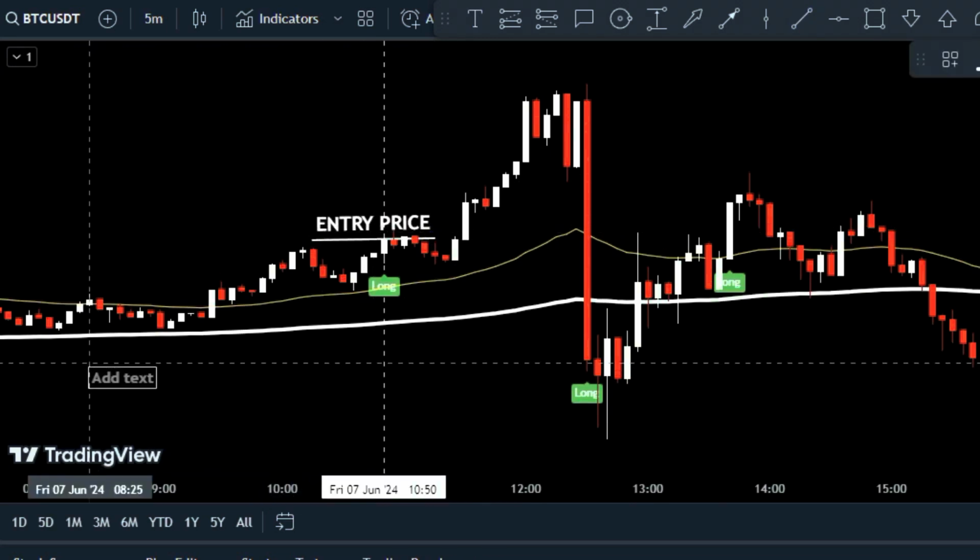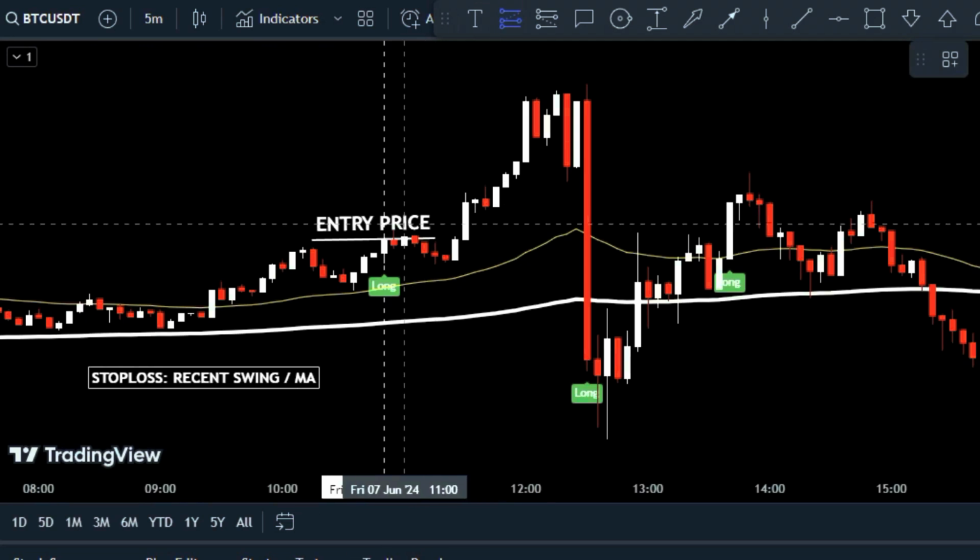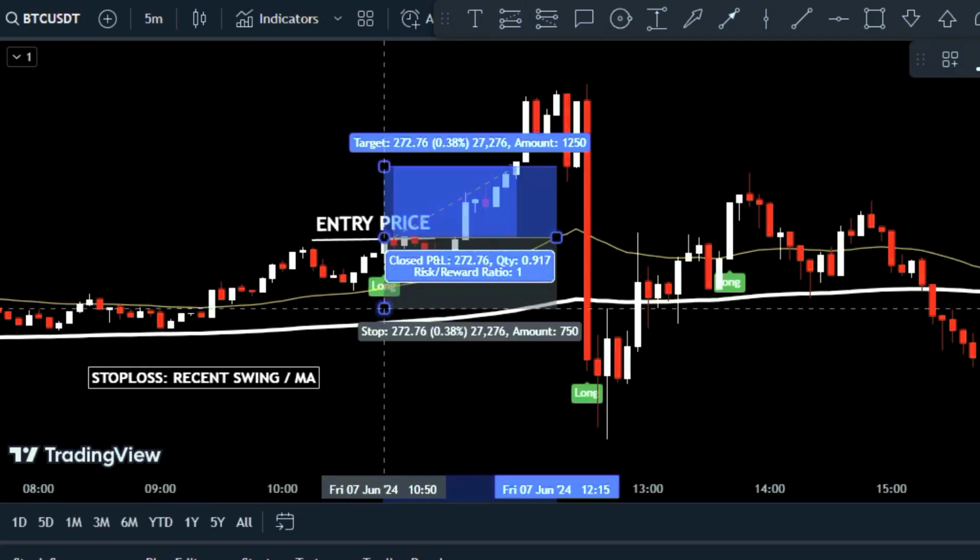Hold on, we're not done yet. Risk management is key. So let's discuss setting a stop loss for the trade. You've got a couple of choices here. You can use the most recent swing low, or you can set the stop loss slightly below one of the moving average lines. Remember, managing risk is essential in trading, so pick a stop loss strategy that suits your style.